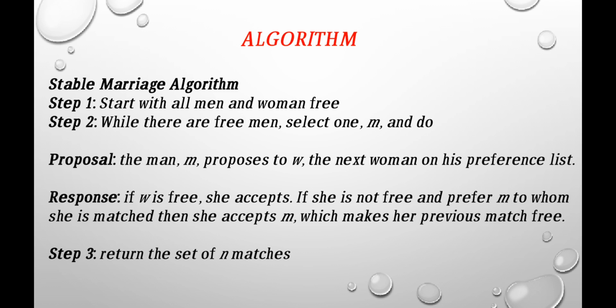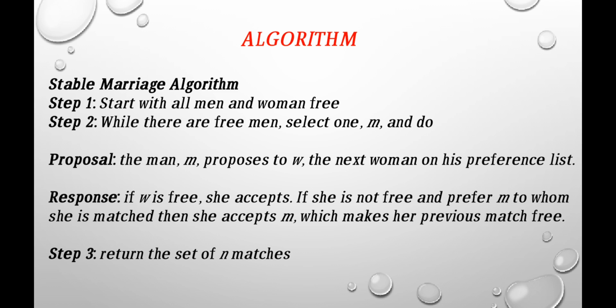The first step is that all men and women are free. The second step is, while there are free men, select one. So obviously the set A, that is men, will start proposing to the women in set B. So the men always propose. This is the initialization step. The proposal can be done by men only in this algorithm.